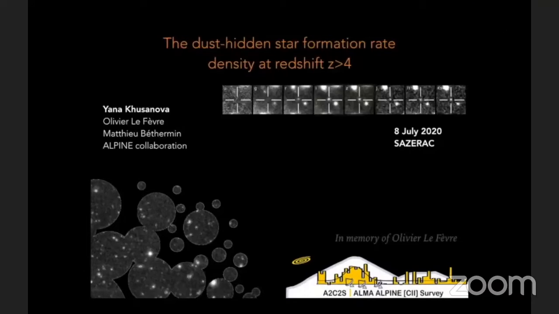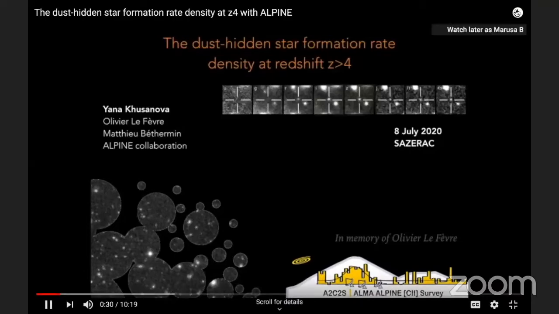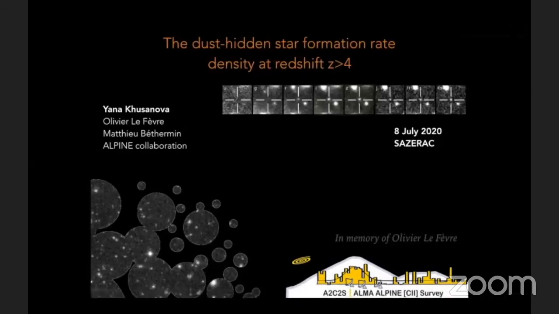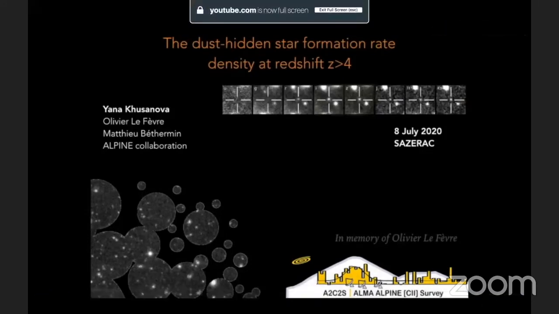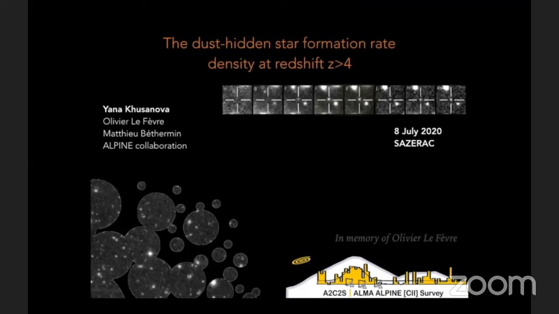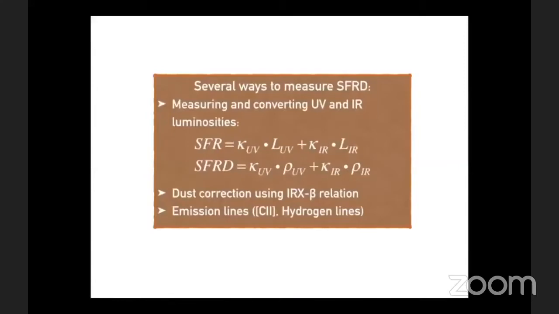My name is Yana Khusanova, and currently I'm working at the Max Planck Institute for Astronomy in Heidelberg. Today I'm going to present the work I've done during my PhD together with Mathieu Bethermin and Olivier Le Fèvre and the ALPINE collaboration. The topic of my talk will be the dust-hidden star formation rate density at redshifts above 4. First of all, let's discuss how we measure star formation rate density.